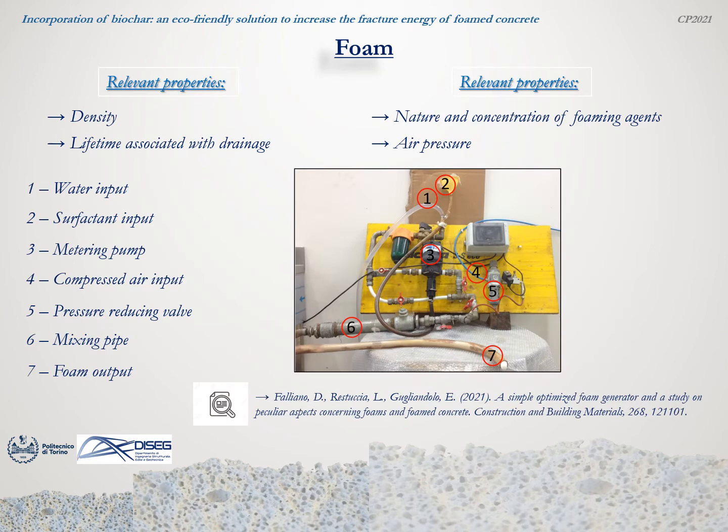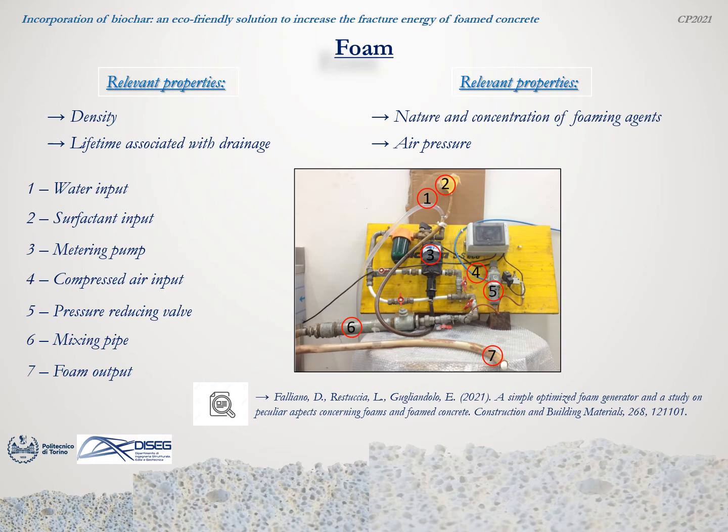The most relevant properties of a foam to be used for the preparation of foamed concrete are density and lifetime. The latter is associated with the drainage, which represents the most destabilizing cause for a foam. These parameters are significantly influenced by nature and concentration of foaming agents and by the air pressure used to produce the foam. In this slide, you can see the homemade foam generator that we used to produce the preformed foam.